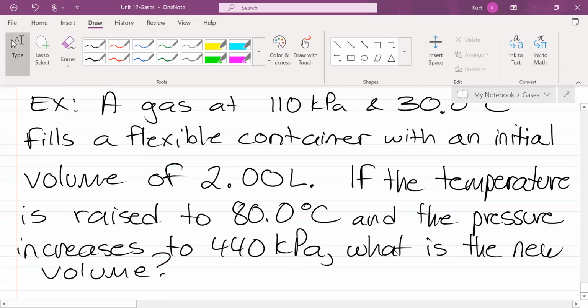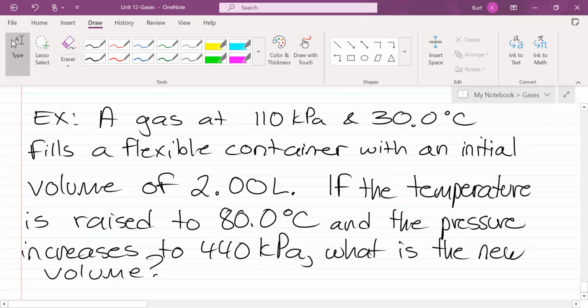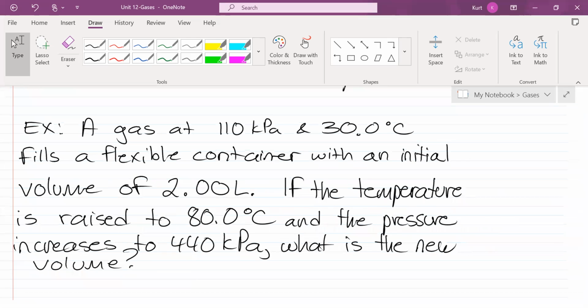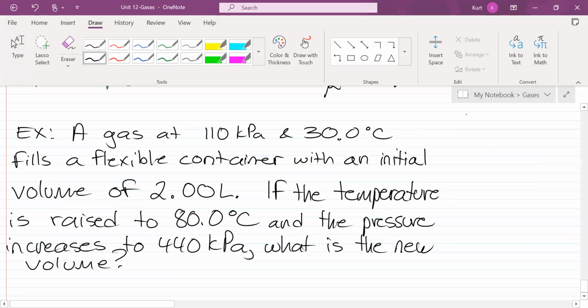All right. A gas at 110 kilopascals and 30 degrees Celsius fills a flexible container with an initial volume of 2 liters. If the temperature is raised to 80 degrees Celsius and the pressure increases to 480 kilopascals, what is the new volume? So the first thing I would ask you guys to do is to identify all your variables. There are 6 total variables in this problem. 5 of them are provided to you. So let's see if you can identify all 5 in any given order.